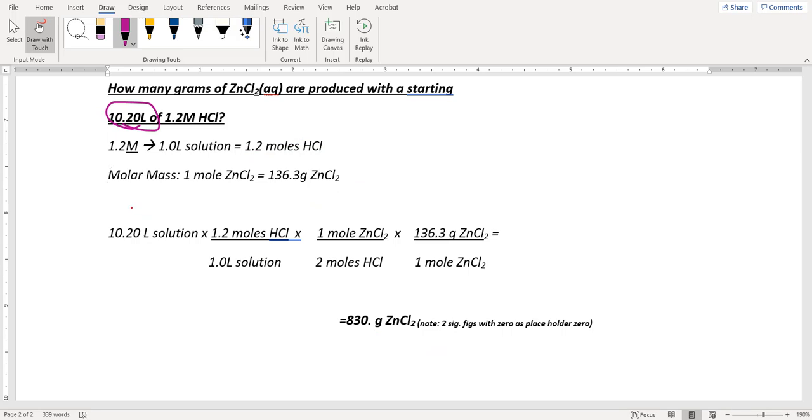Why is it 2 sig figs? Well, let's go through the process. 4 sig figs starting value, 2 sig figs in the molarity, and then 4 sig figs in the molar mass. Non-measured is infinity for the whole ratio, so the lowest one is 2, ergo 2 sig figs.